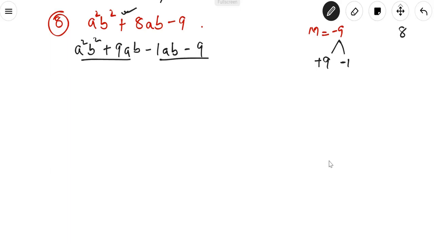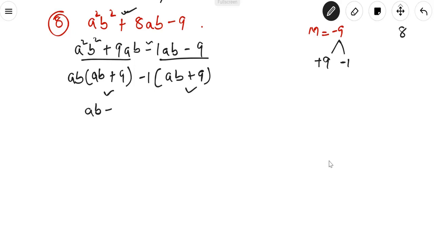So what am I going to take outside here? A. If I take a outside common here, what is left? AB is left, plus 9 is left. Okay, so minus 1 if I take outside, what is left? AB plus 9, because I have taken minus outside. Okay, so now what is common in these two? This and this is common. A into B plus 9 is common. If I take this outside, what is left? AB minus 1. Okay, now these are the two factors of problem number 8.